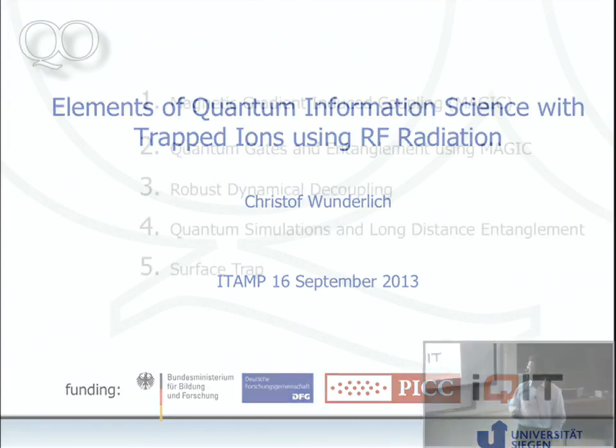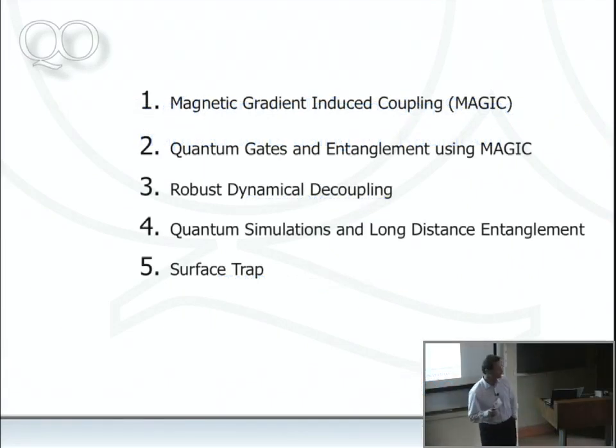Let me give a brief outline of what I'll be talking about. I'll remind those of you who do not know yet the scheme that we're using. It's relying on magnetic gradient-induced coupling, which nicely abbreviates as MAGIC. So I will use this expression as a shortcut for this scheme that we're using, and then I'll show you how we can actually do quantum gates using this scheme and create entangled states.